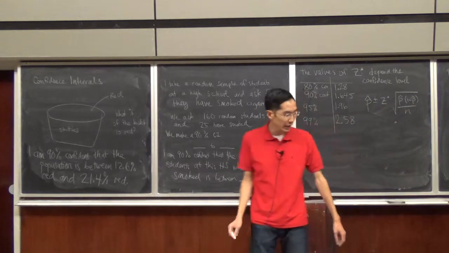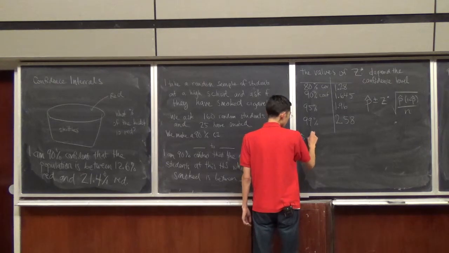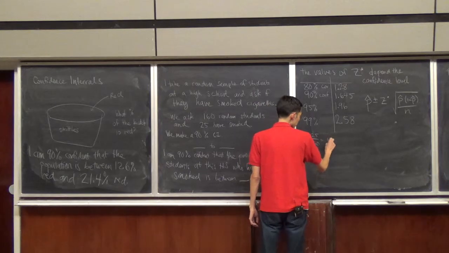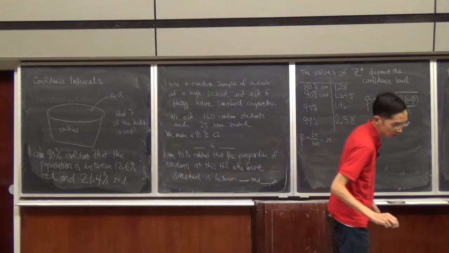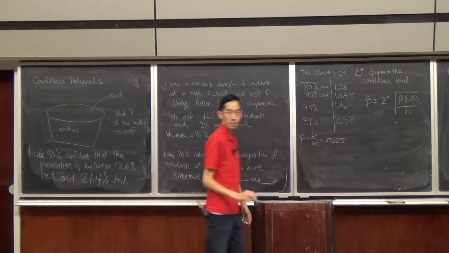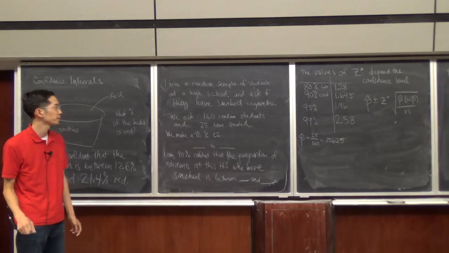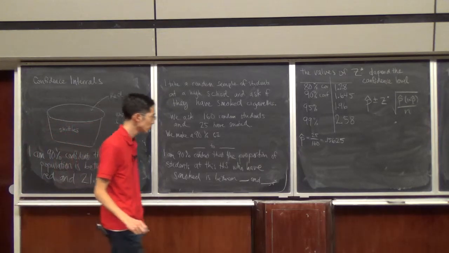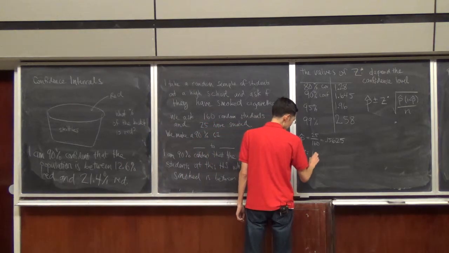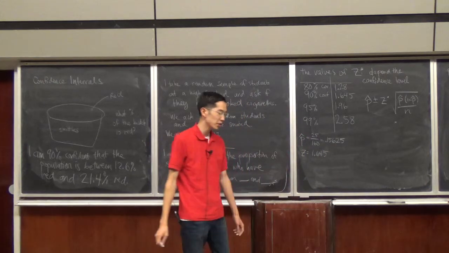All right, what is p hat? P hat is 25 divided by 160, 0.15625. P hat is our sample proportion. What is our z that we're using? 1.645. We're making a 90% confidence interval.